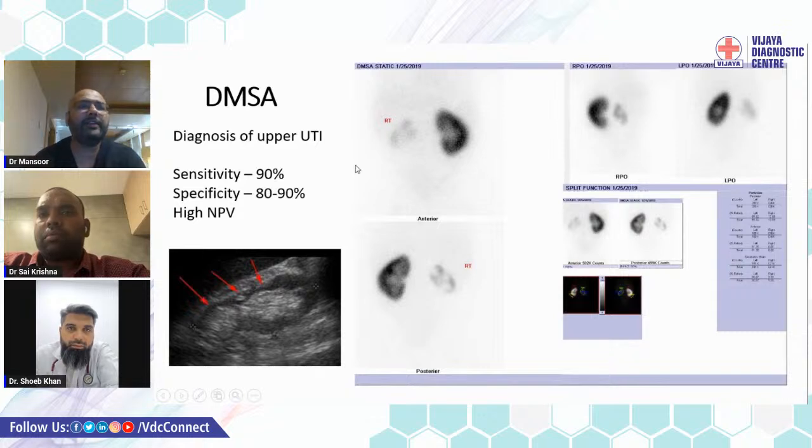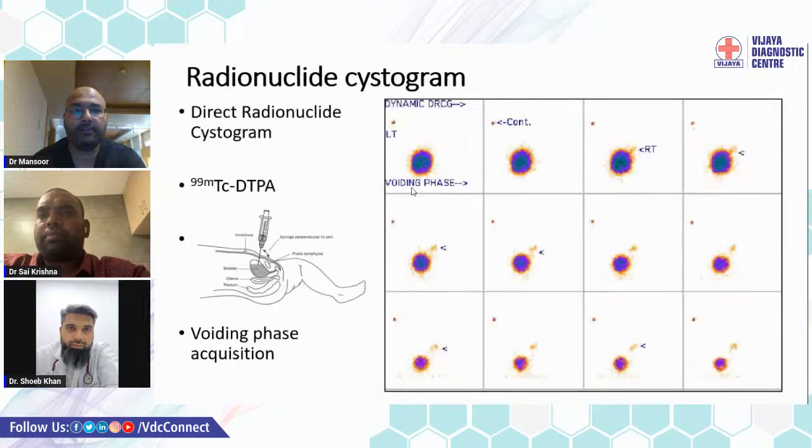So the sensitivity is 90%, specificity is 80 to 90%, and there is a very high negative predictive value. If you're seeing normal kidneys, then it completely rules out renal involvement in urinary tract infection in children.